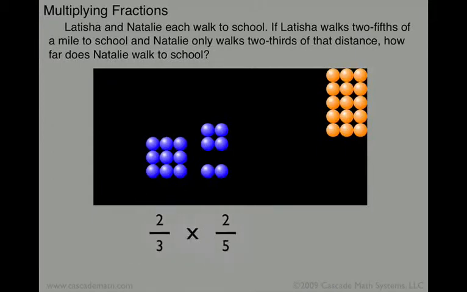2/3 of 2/5 is 4/15. Natalie walks 4/15 of a mile to school.